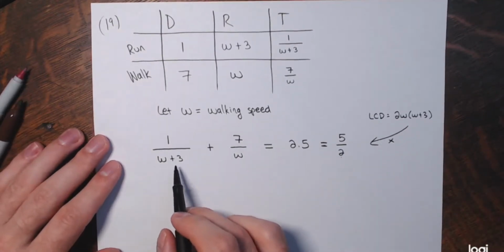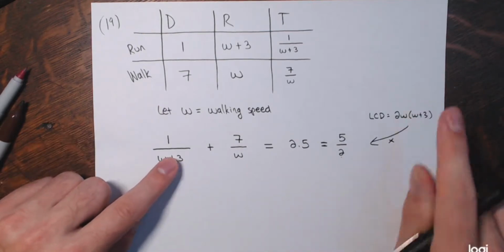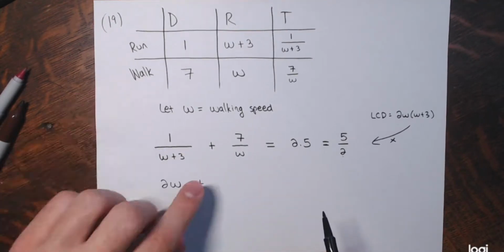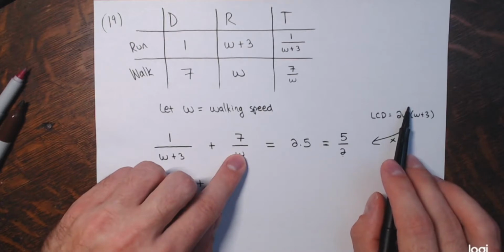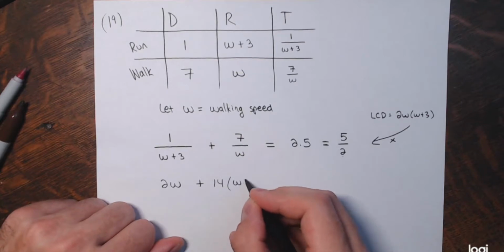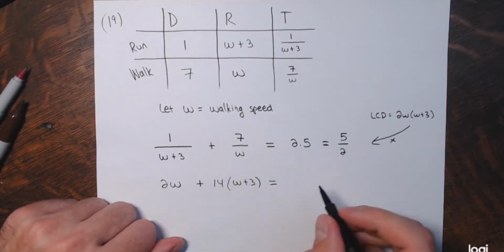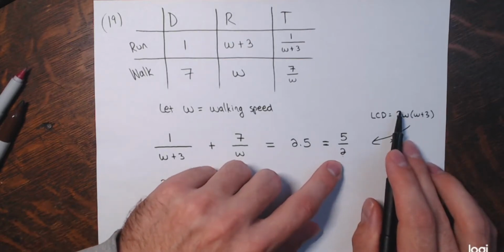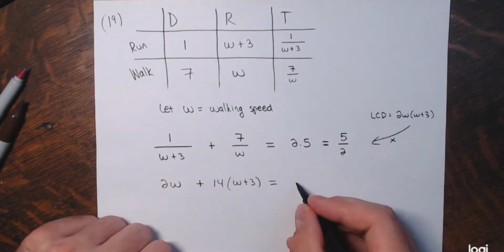All right, so the first fraction on the left. The W plus 3's would cancel, leaving me with 1 times 2W. So I'd have 2W plus. Then the 7 over W. The W's would cancel, and I'd be left with 7 times 2 times W plus 3, or 14 times the quantity W plus 3. And on the right side, from the 5 halves, the 2's would cancel, and I'd be left with 5 times W plus 3.